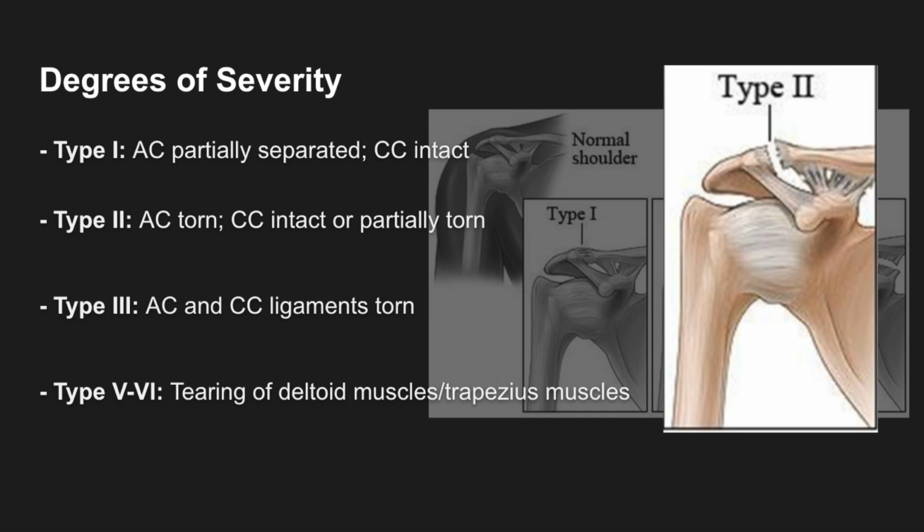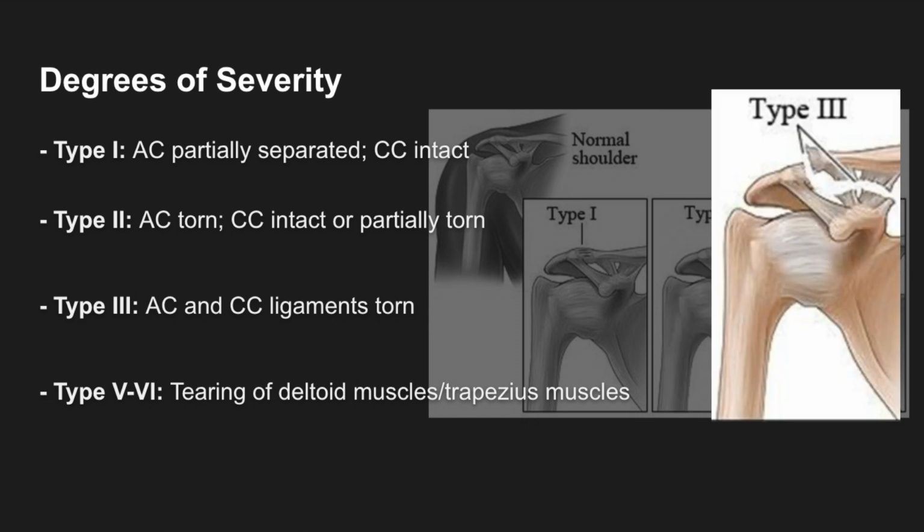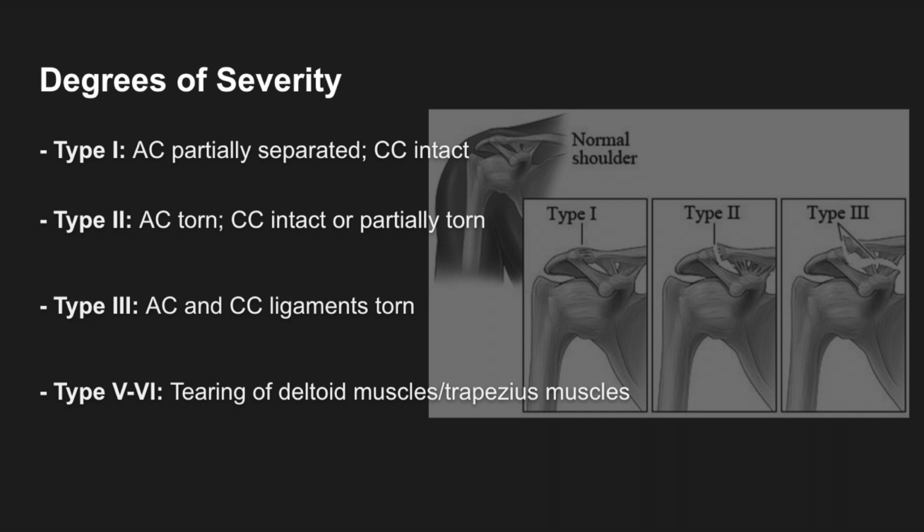Type 2 gets slightly more serious as the AC ligament is completely torn but the CC is not torn or partially torn. When this is the case, the collarbone will be partially separated from the acromion. Type 3 is when both the AC and CC ligaments are completely torn and the collarbone and acromion are completely separated from one another. The three more classifications, type 4 through 6, are very uncommon and include the tearing of the deltoid and trapezius muscles, but that's a little bit more specific than we need to get for this particular assignment, so we'll just leave it at that.